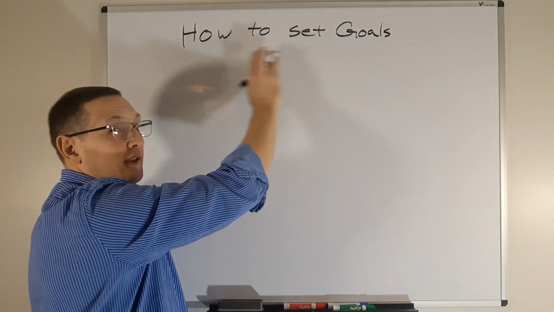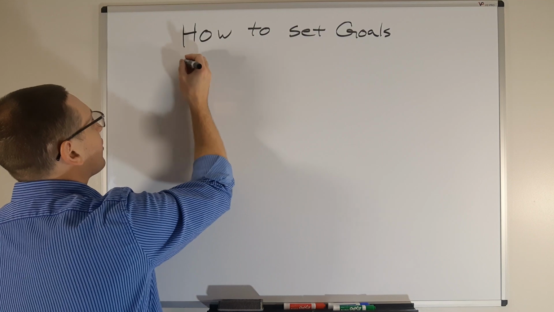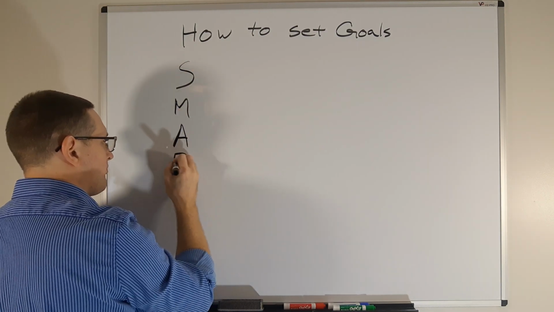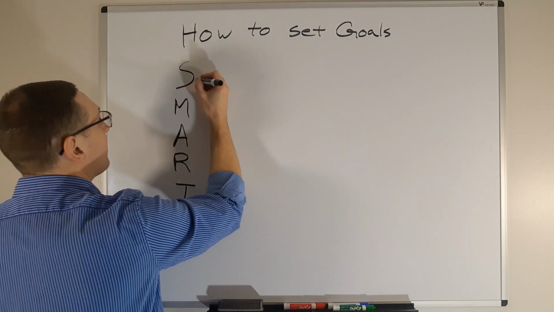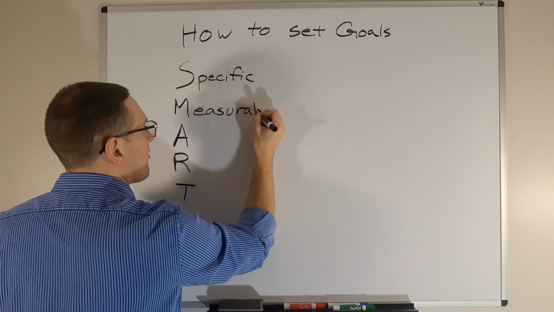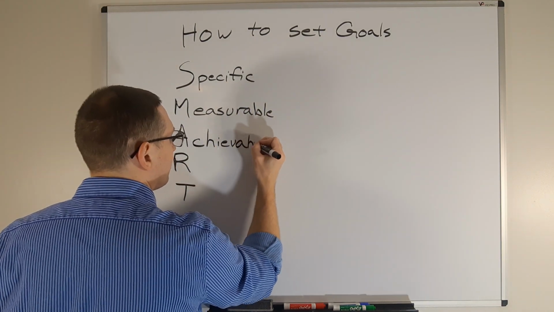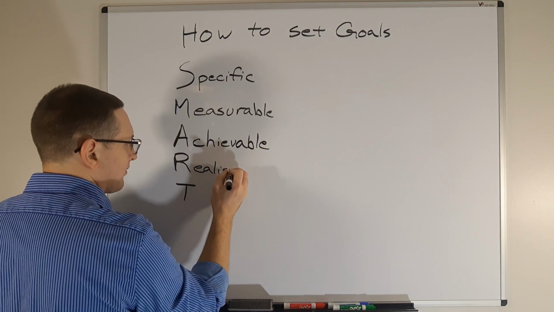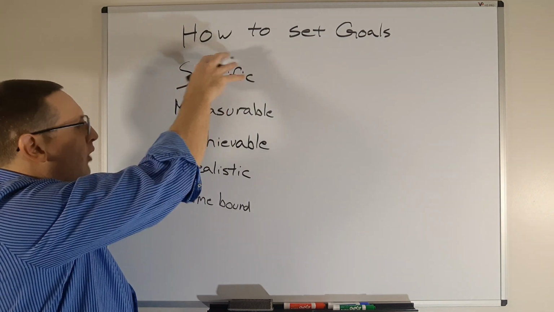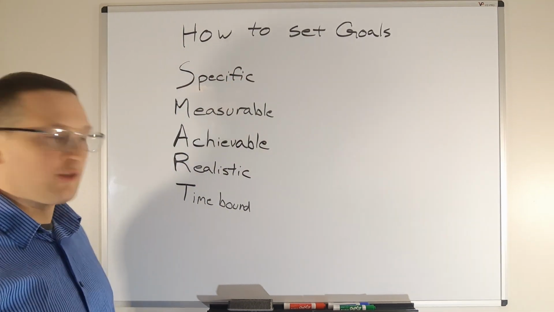Today I want to cover how to set goals. Now, there's a strategy I've used at work as well as in my personal life, and that's called SMART goal setting. So the S stands for specific. You need to be able to measure it. It needs to be achievable, realistic, and time-bound. If you write your goals this way, it really helps you to commit to them and actually achieve them.